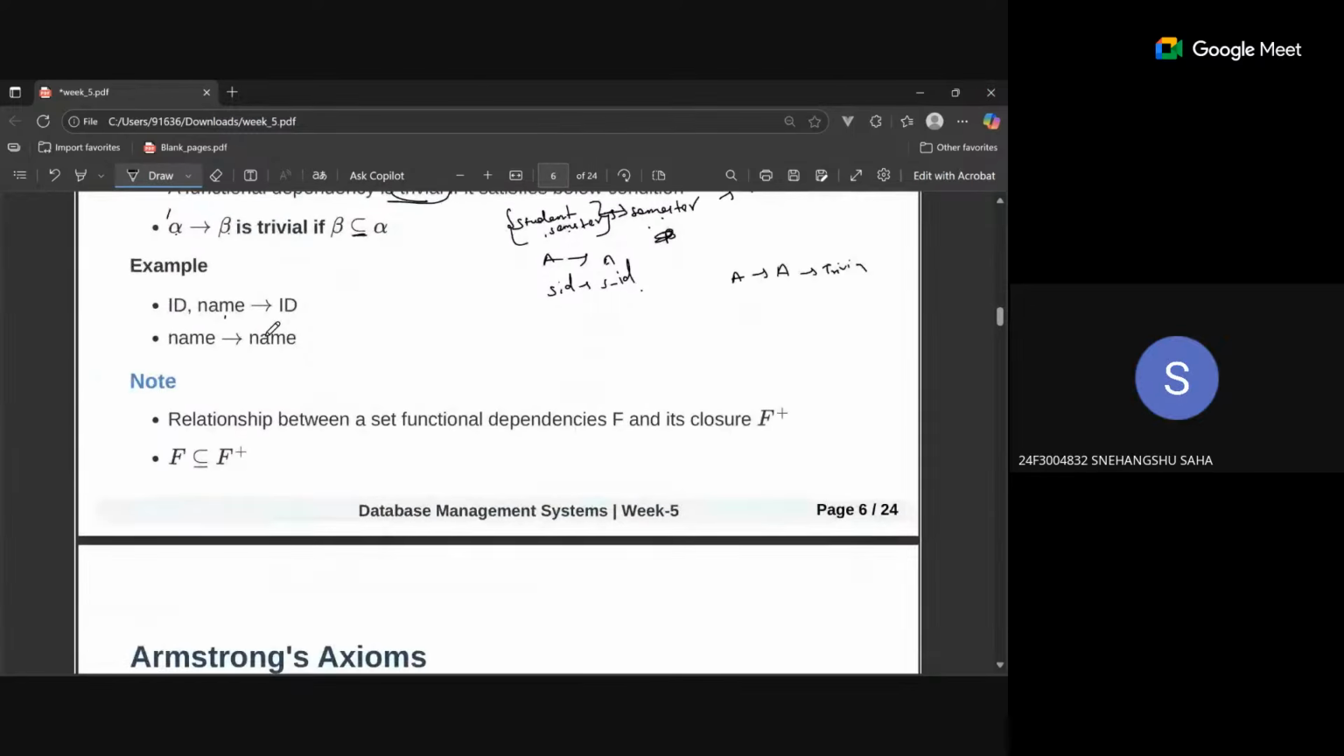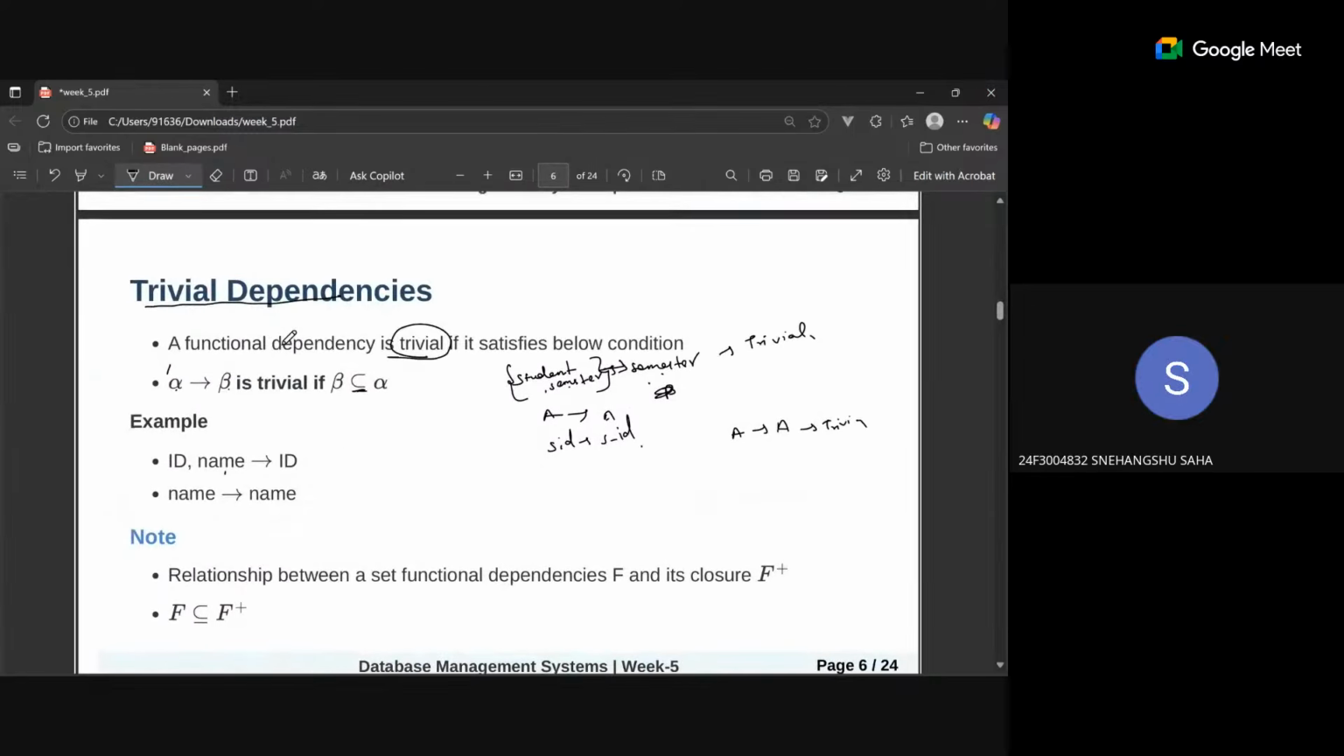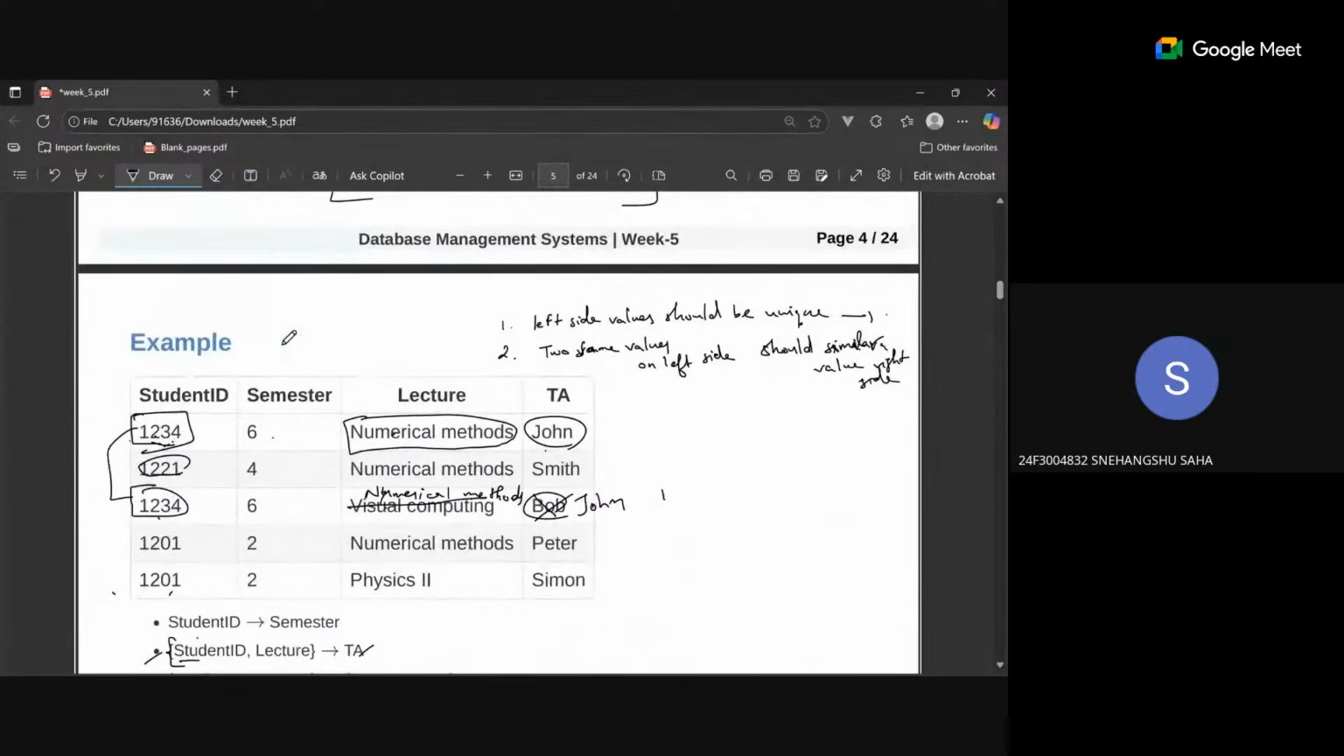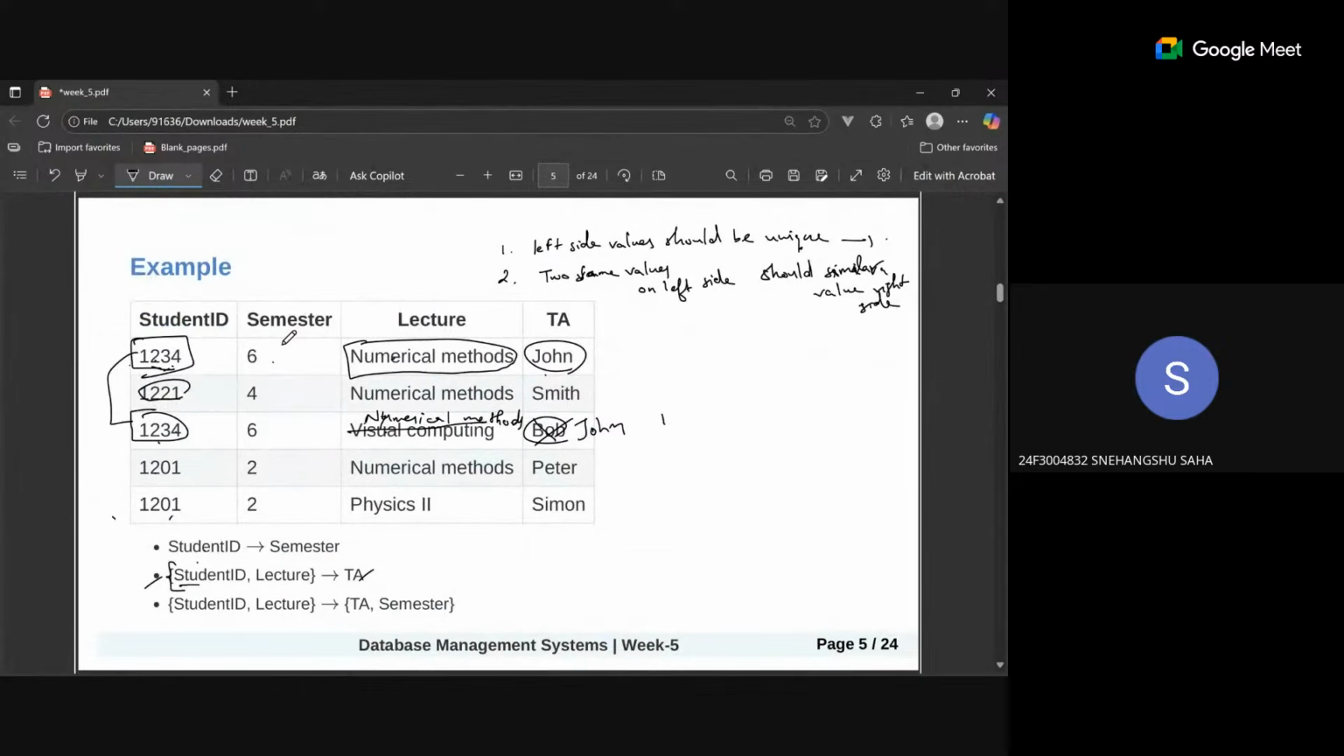Excuse me, sir, just go to the previous slide, previous to this one. Yes, the last example: student ID, lecture to TA and semester. Could you just explain again? I was writing down the second one when you completed the third one. Just once. What should I explain here? Student ID, lecture to TA and semester. How you explained it?